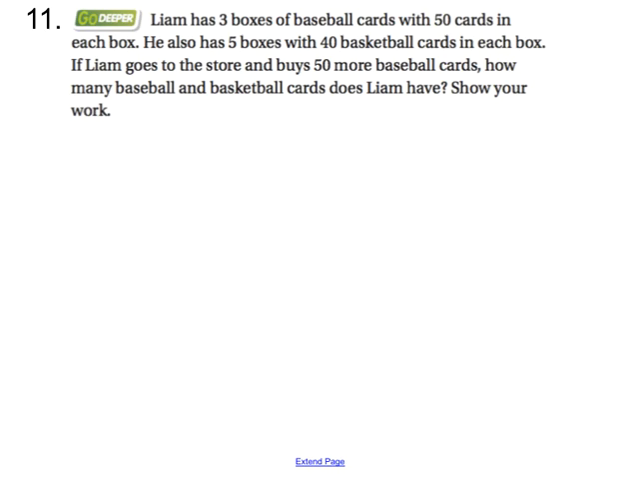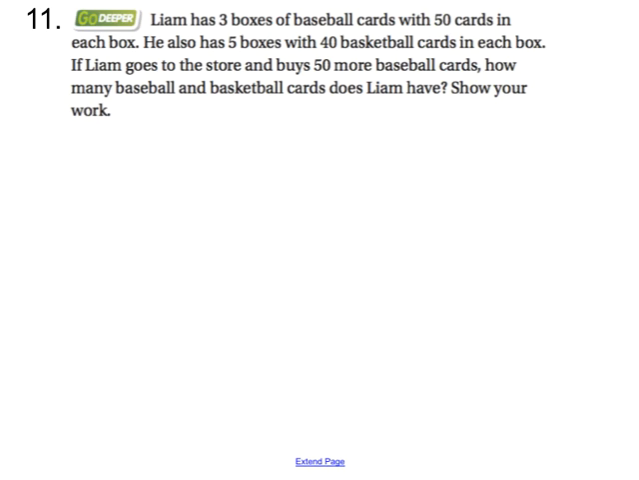Number 11. Liam has 3 boxes of baseball cards with 50 cards in each box. He also has 5 boxes with 40 basketball cards in each box. If Liam goes to the store and buys 50 more baseball cards, how many baseball and basketball cards does Liam have? Show your work. So remember, boys and girls, when we're showing our work, we should be showing it step by step, right? We needed to make a plan, all right?